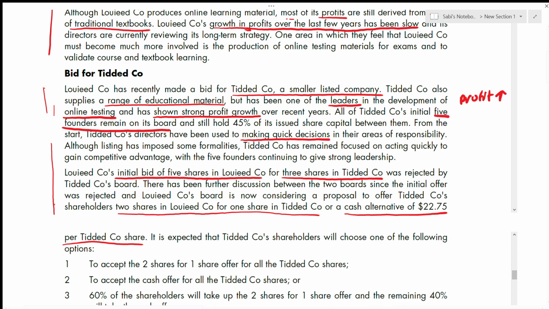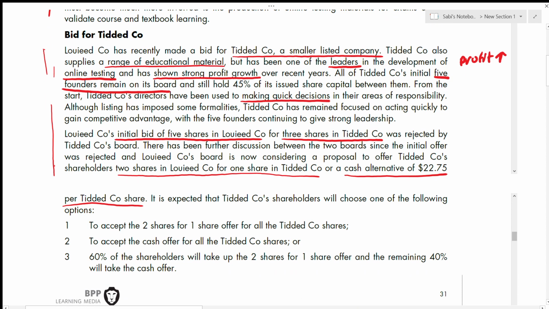It is expected that TDET shareholders will choose one of the following options. Let's see what the three options are. To accept the 2 shares for 1 share offer for all of the TDET shares, to accept the cash offer for all of the TDET shares, or 60% of shareholders will take up the 2 shares for 1 share offer. That is, 60% of shareholders will take share for share and the remaining 40% will take the cash offer. That is a mixed option, right? The third one is mixed and it's a bit confusing also. It has more workings to do there.